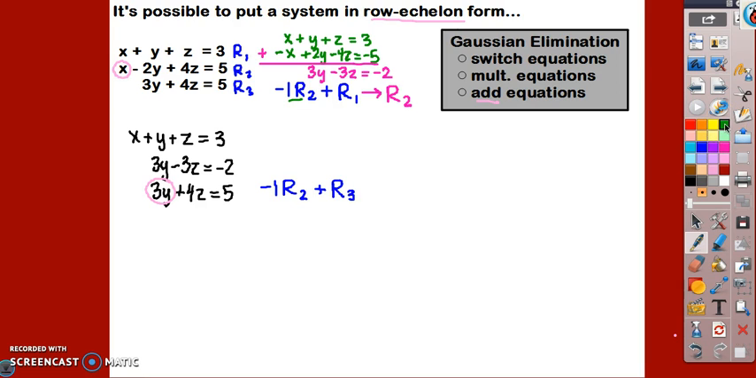So I'm negifying the second row. I don't like that. And then I'm going to add it to the third row. And what do we get? No y's, 7 z's, and a 7. Where should I stick that? Row 3. Yeah.